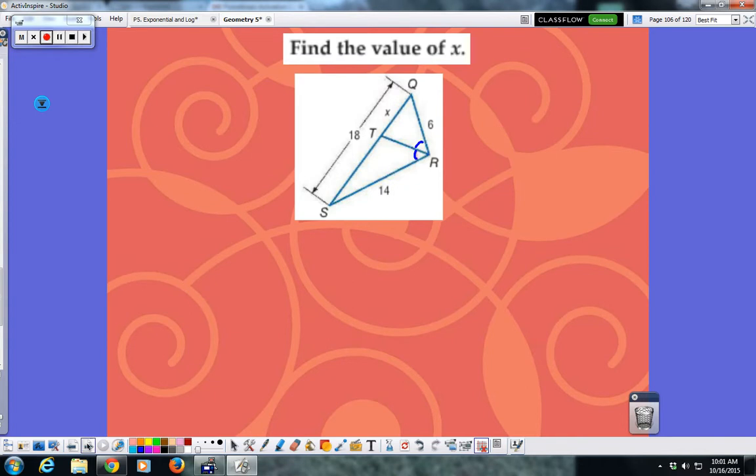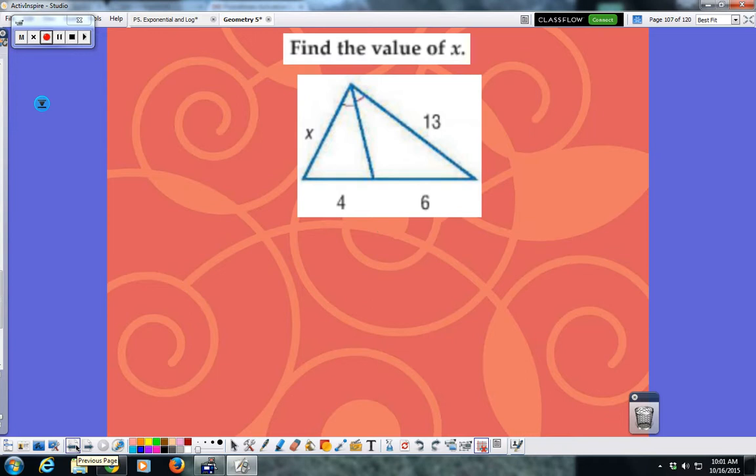Actually, hang on. I think, yeah, let's do the simpler one first. That was a little bit more complex. This one's pretty easy. Anytime you have an angle bisector, it cuts your triangle into 2 proportional, I'm not going to say really halves because it doesn't have it, but it cuts your triangle into 2 proportional sections, which means that X corresponds with 4.